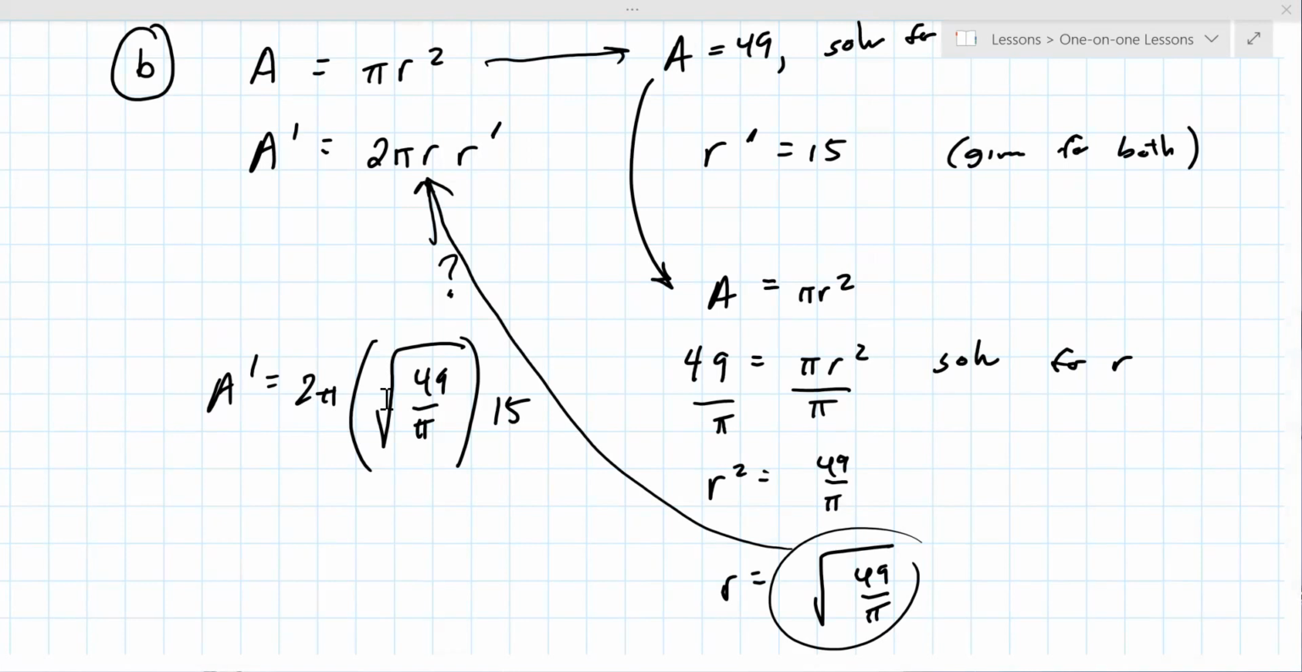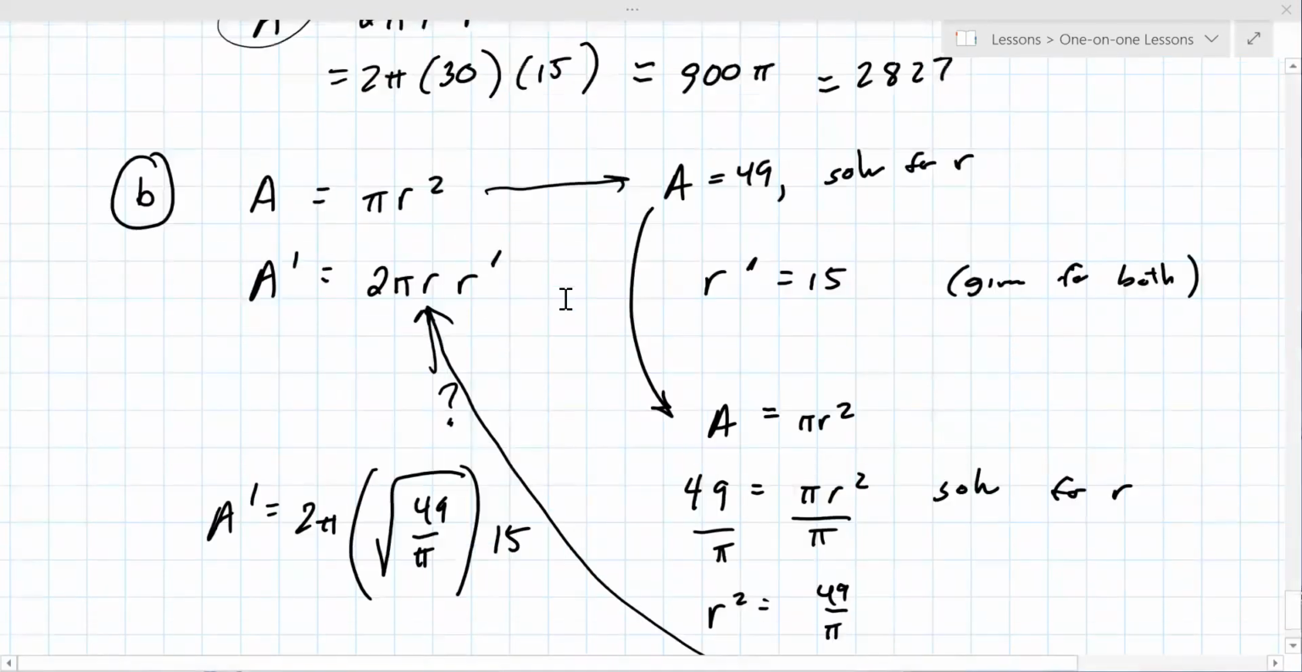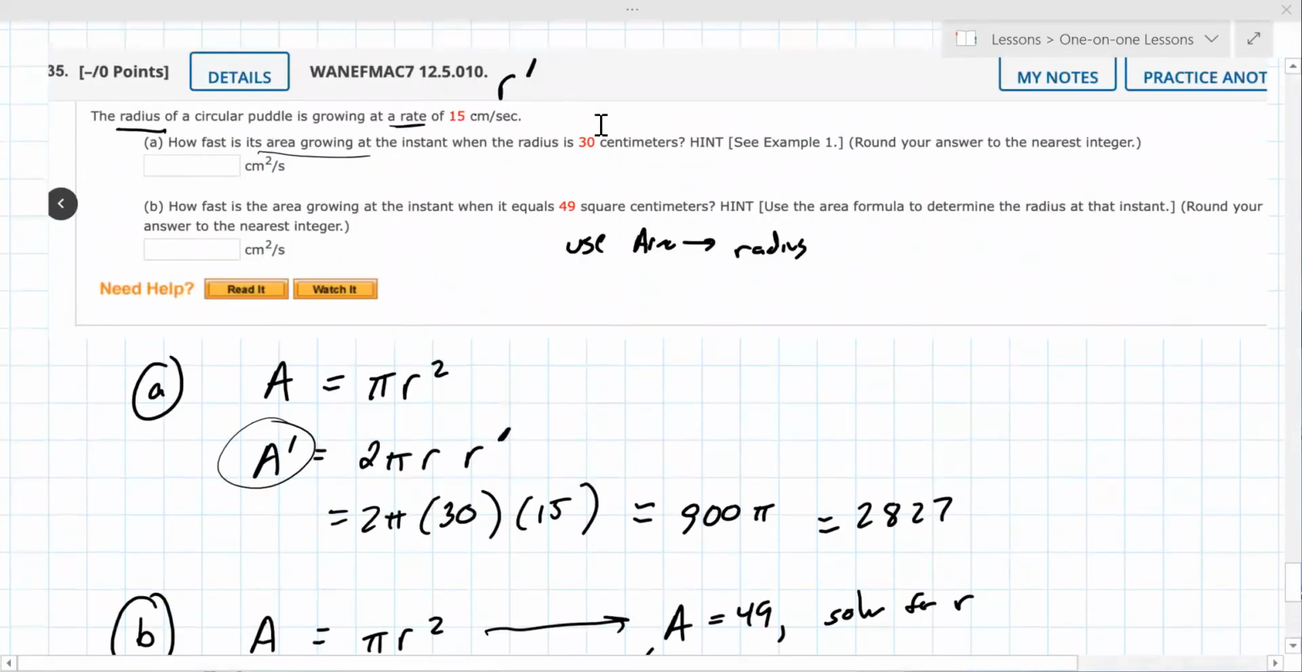And in part B, you're trying to find a prime? In both parts, you're finding a prime. But in part A, you have all the numbers. You just plug them in. Part B, you have to find one of the numbers to plug in. And you know that because of the units. The units are centimeters squared. That's area. Area per unit time is a rate.